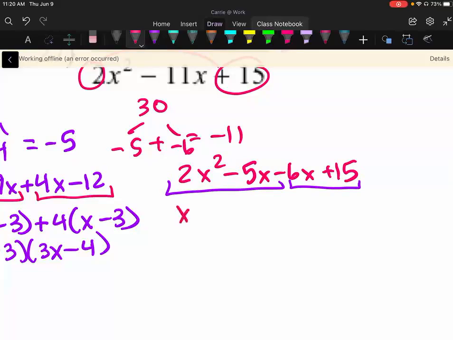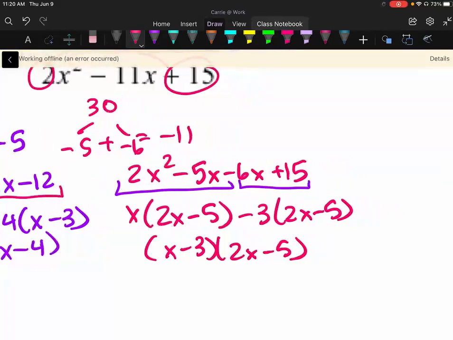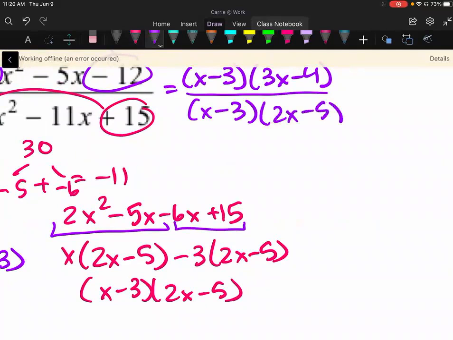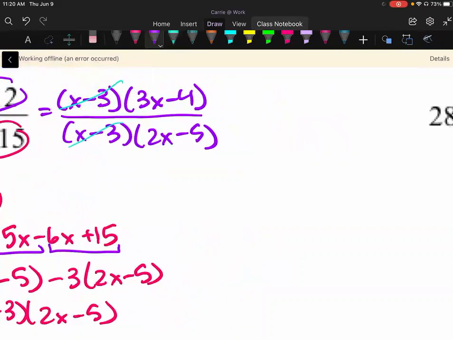2 and 5 don't have anything. They do have an x though. Bring down the sign. 6 and 15 are both divisible by 3. And I know I did this correctly because they match. And now we'll get to this. So this is going to be 2x minus 5. Now we'll cancel out things that we can and reduce to get our final answer.